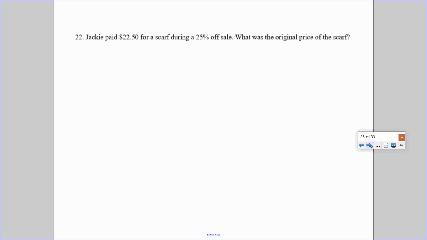Why don't you try number 22 on your own? Again, as a hint, she paid $22.50 after the sale. So that's what she actually paid. That was the amount after the 25% off, and it's asking for the original. So this one's going to be similar to number 21. Try it on your own.